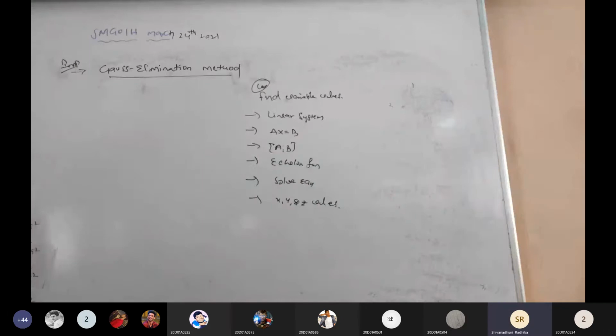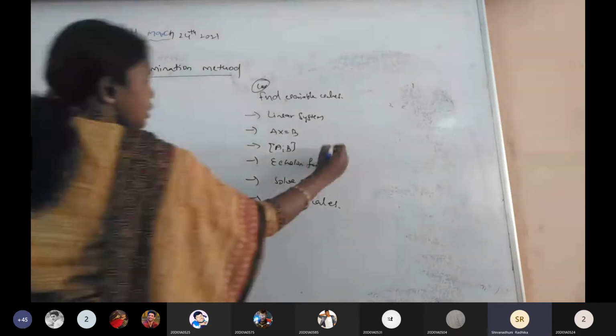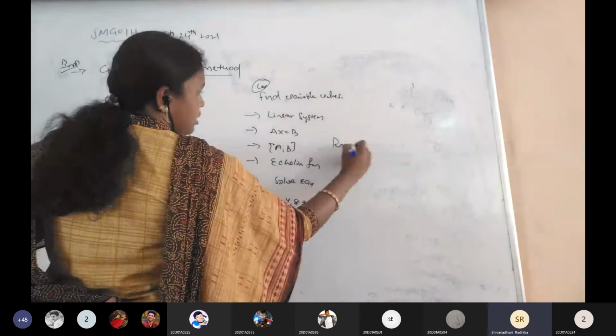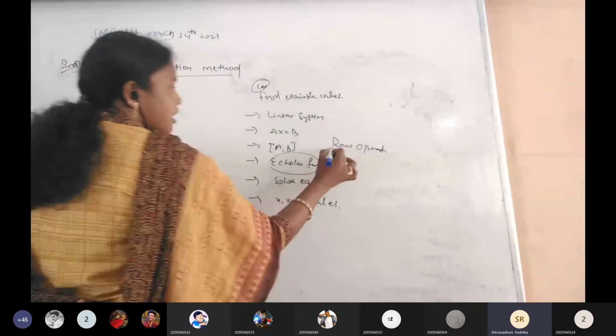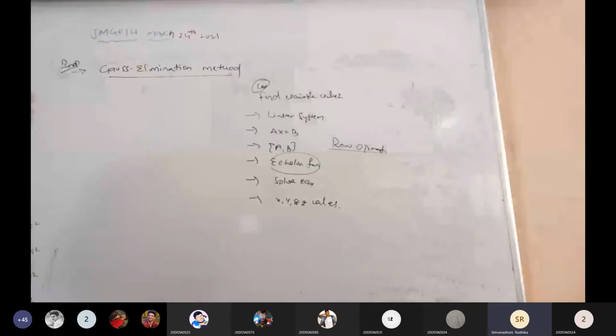Any new topic in this? What we have done previously in consistent and inconsistent, we are using totally in Gauss elimination, and in this, row operations only. Same as this, when we are using the echelon form, compulsorily we need to use what, ma'am? Row operations only. Is it clear, all of you? What is Gauss elimination? The main concept of Gauss elimination is finding the variable values.